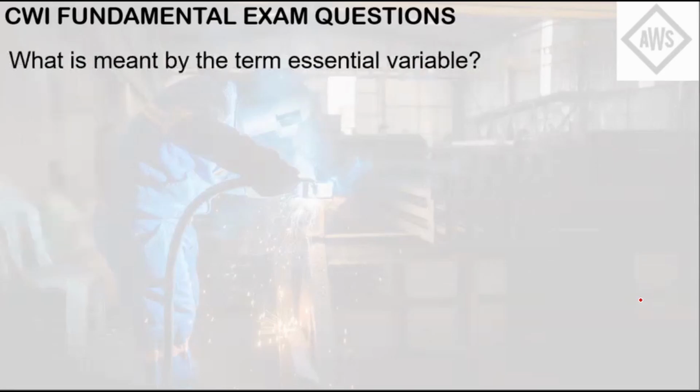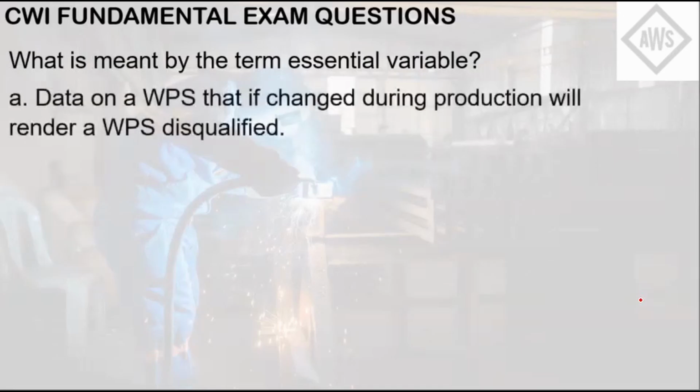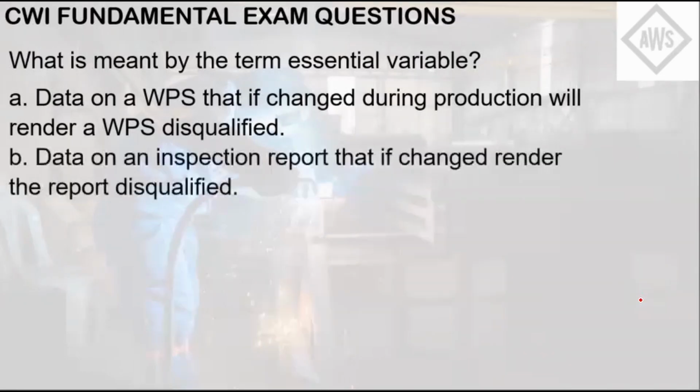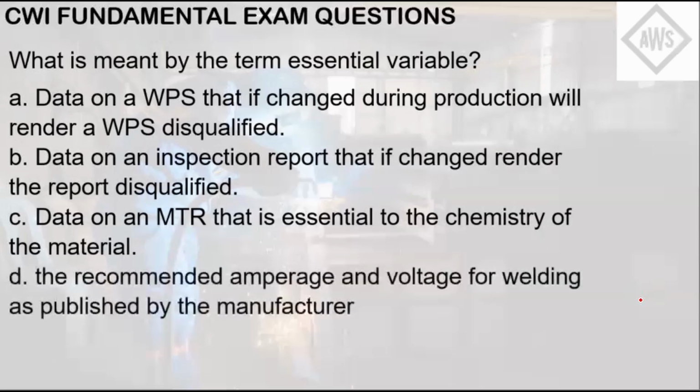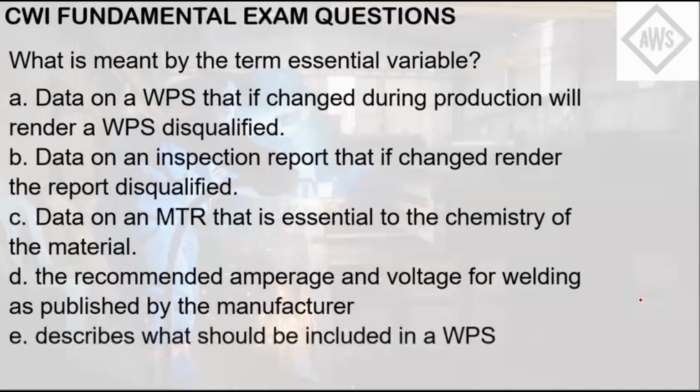What is meant by the term essential variable? Letter A, data on a WPS that if changed during production will render a WPS disqualified. Letter B, data on an inspection report that if changed renders the report disqualified. Letter C, the data on an MTR or material test report that is essential to the chemistry of the material. Letter D, the recommended amperage and voltage for welding as published by the manufacturer. Letter E, describes what should be included in a WPS.